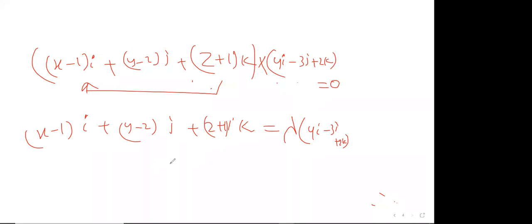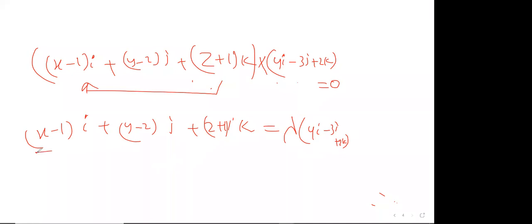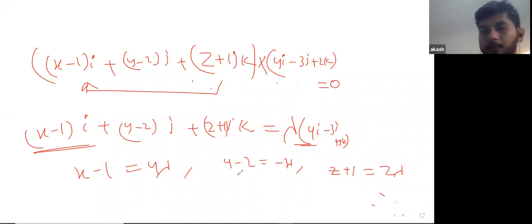Now you can compare these two quantities, right? The i quantity and i quantity. x minus 1 equals 4 lambda, y minus 2 equals minus 3 lambda, z plus 1 equals 2 lambda. I can write it like this, right? I just compared the i quantities, j quantities, and k quantities.